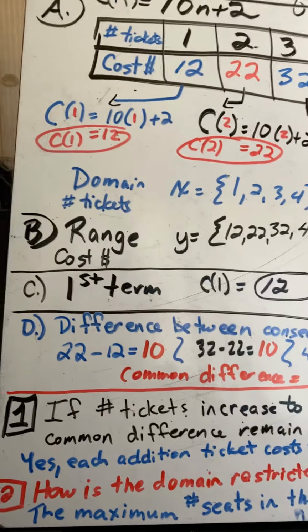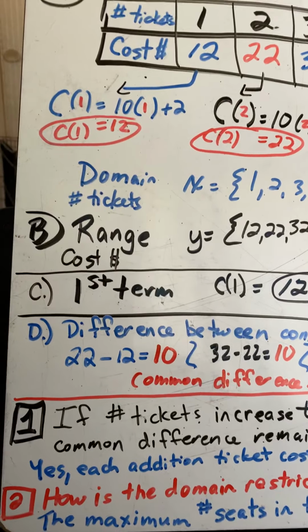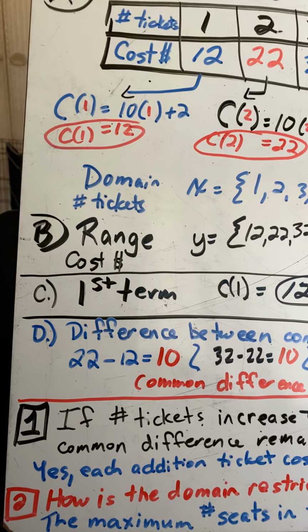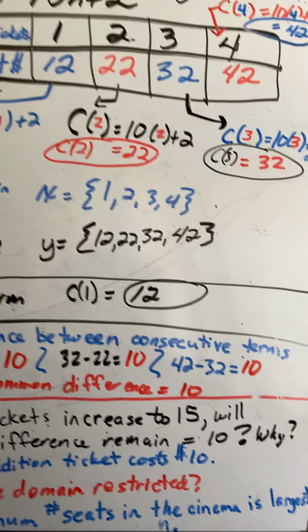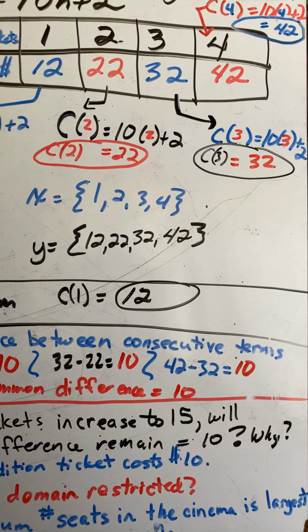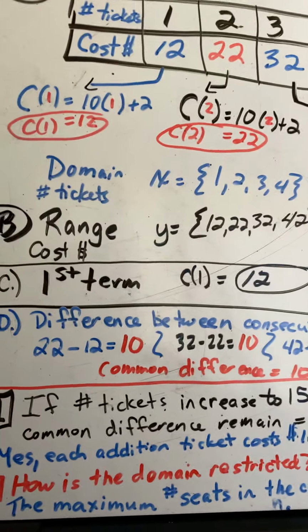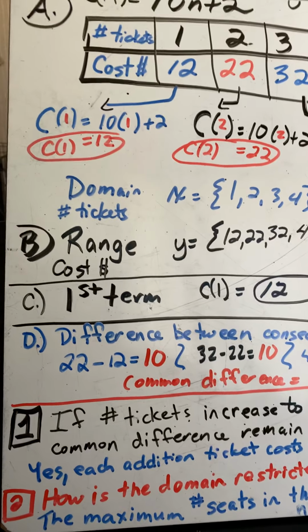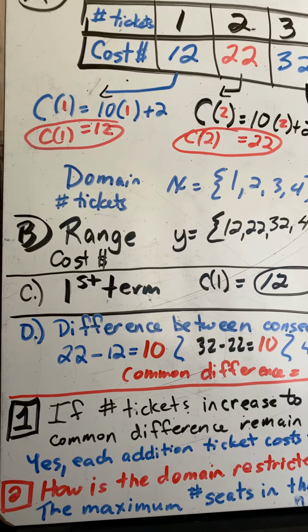Last question, how is the domain restricted? Again, the domain is the x, or in this case, the n. And how is it restricted? There's only a certain number of seats in the cinema, in the theater, that we're going to go see. So the domain is restricted. I can't sell 200 tickets if there's only 100 seats in the theater.